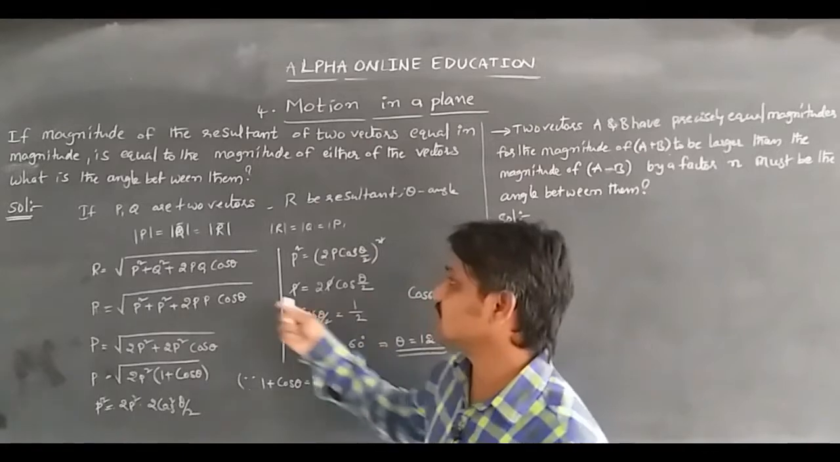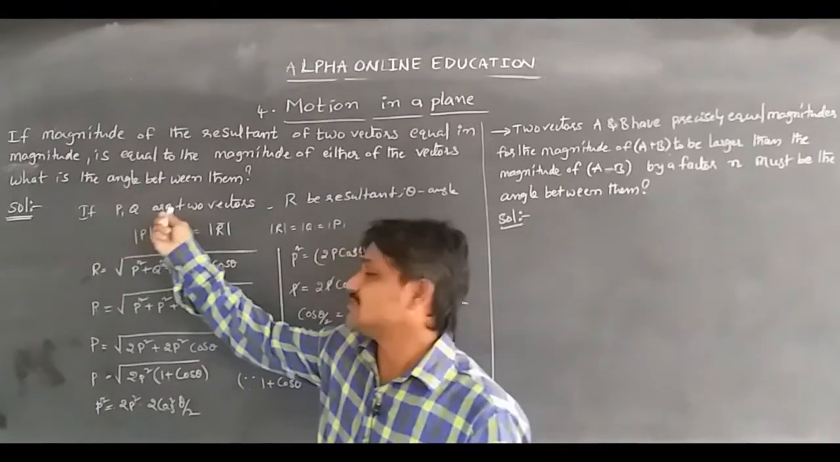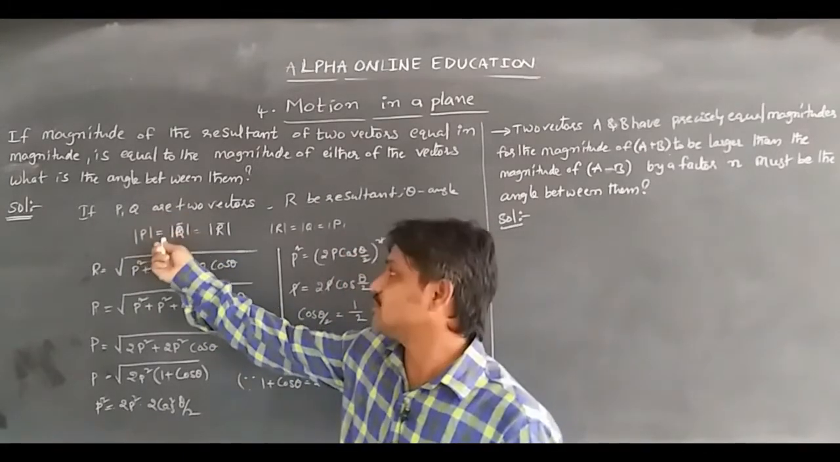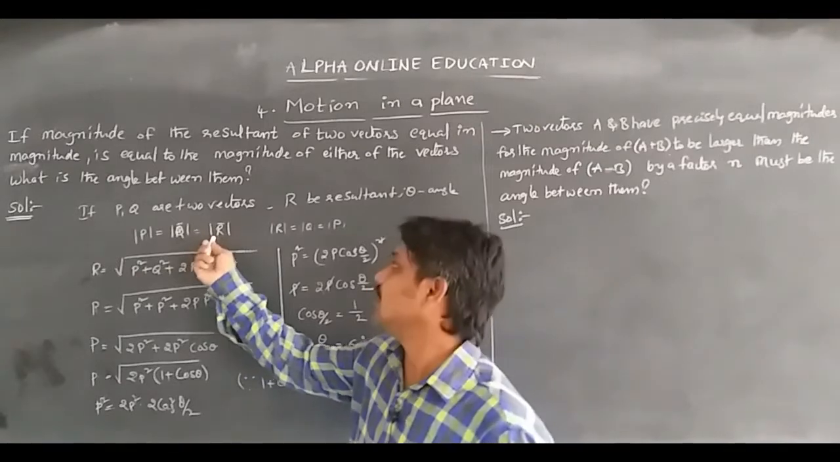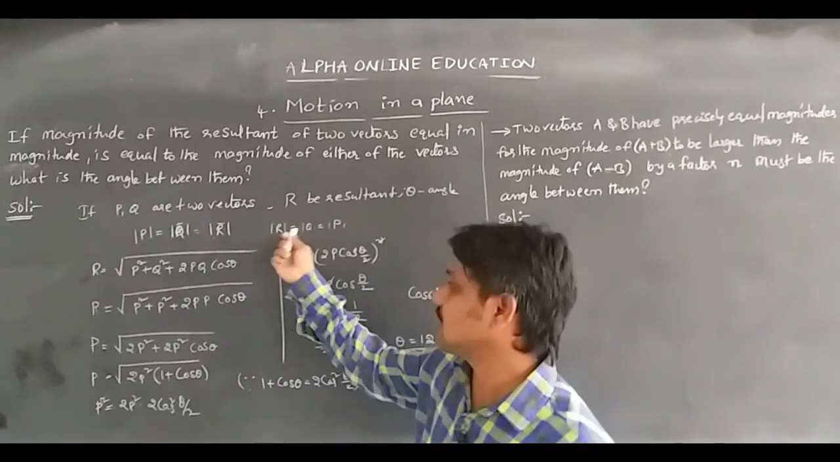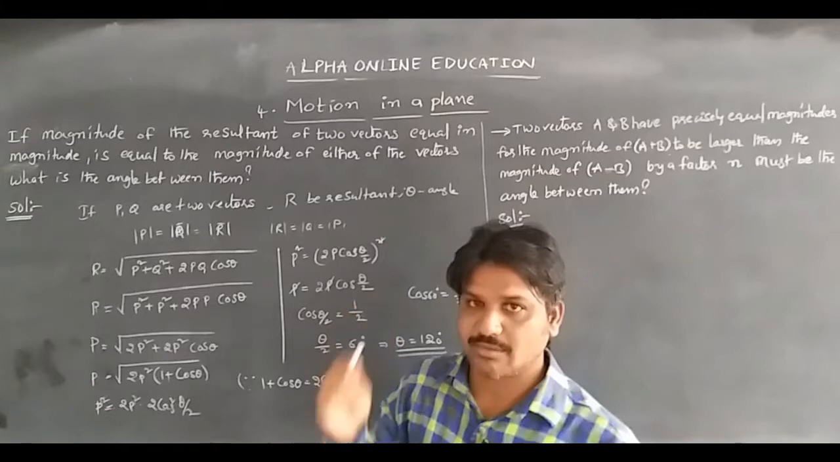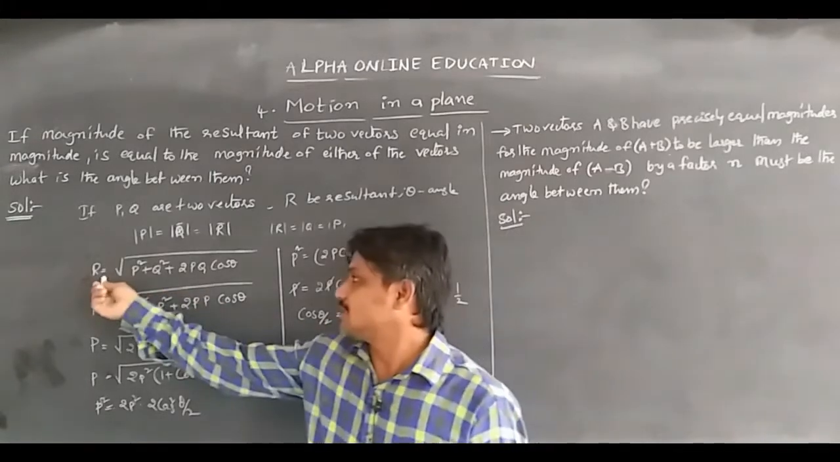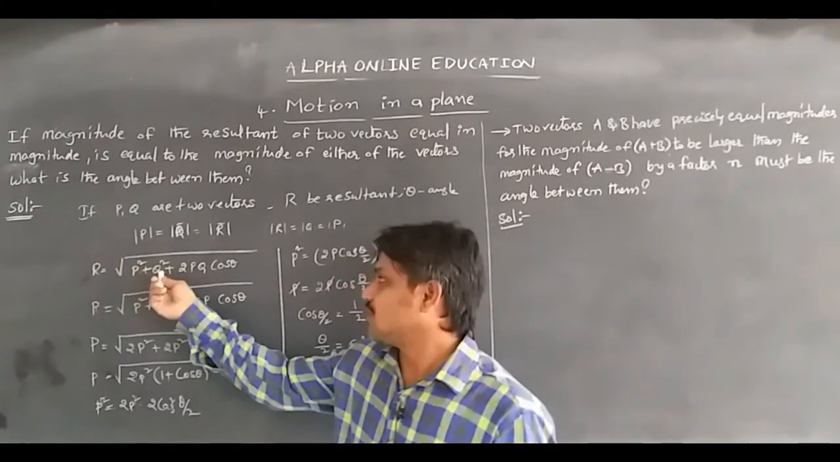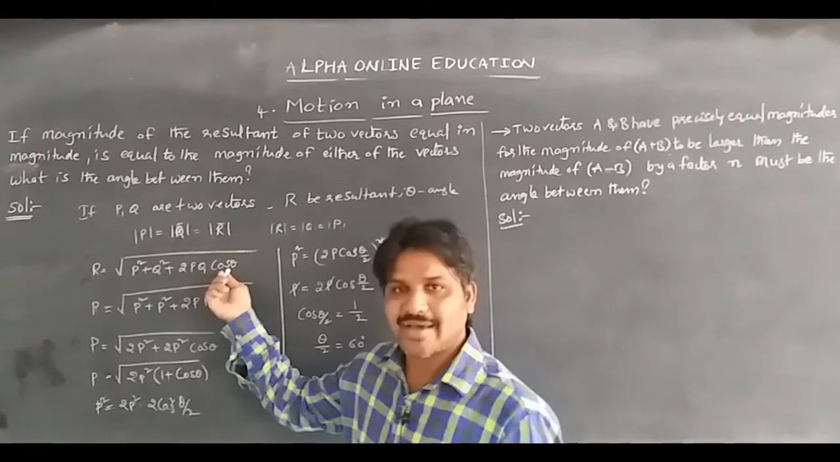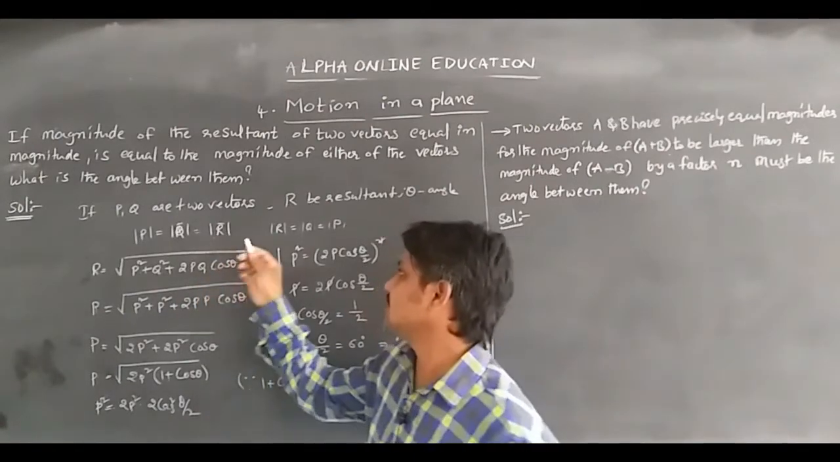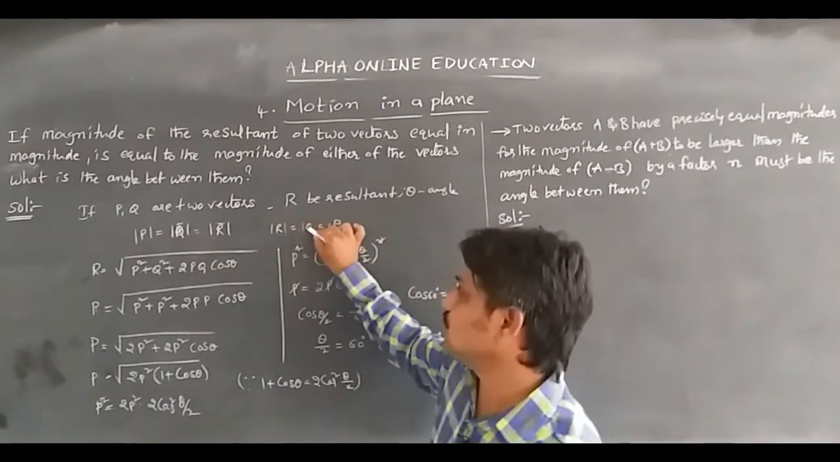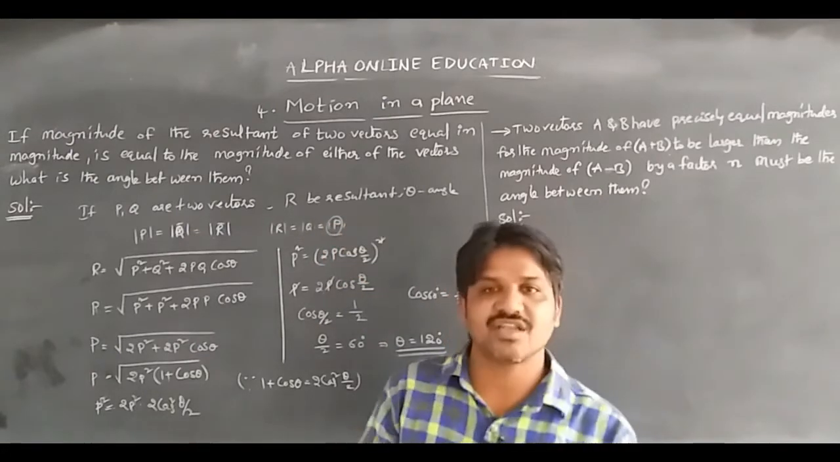So here it is once again. If P and Q are considered as two vectors, their magnitudes are equal, he has given that, then R is the resultant. So here we write according to the parallelogram law: R is equal to root of P square plus Q square plus 2PQ cos theta. From that we write R is equal to, instead of R and Q we write P, because the three vectors are the same.